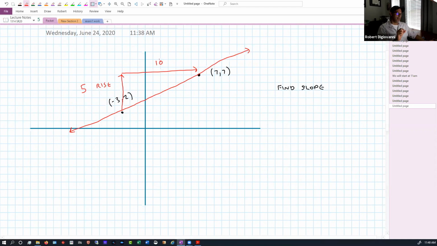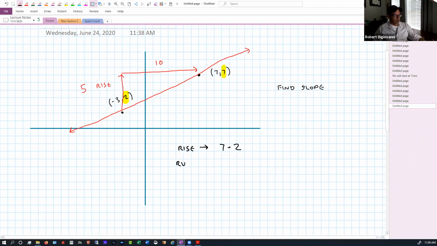But there's an easier way to get it. And the way you get it is by first looking at the y coordinates. Look at that 7 and that 2. Do you agree that those are the differences in the y coordinates? So on the second point, the 7, 7, you've gone up to 7 on the y coordinate, but you started at 2. So would you agree that the rise would just be 7 minus 2? It's just the difference of those. Do y'all agree with that? 7 take away 2, that's where you get the 5 from.